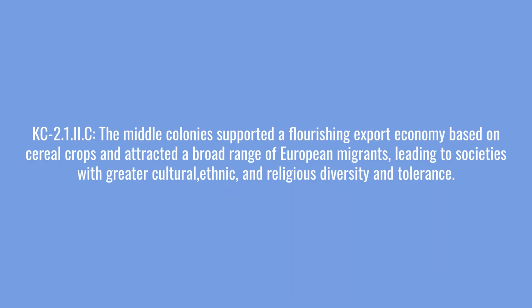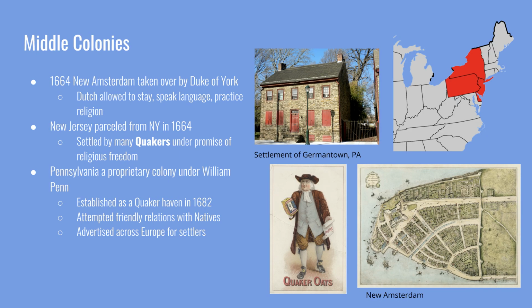The next learning objective covers the Middle Colonies. The Middle Colonies supported a flourishing export economy based on cereal crops and attracted a broad range of European migrants, leading to societies with greater cultural, ethnic, and religious diversity and tolerance. The Middle Colonies consisted of Pennsylvania, New Jersey, and New York.